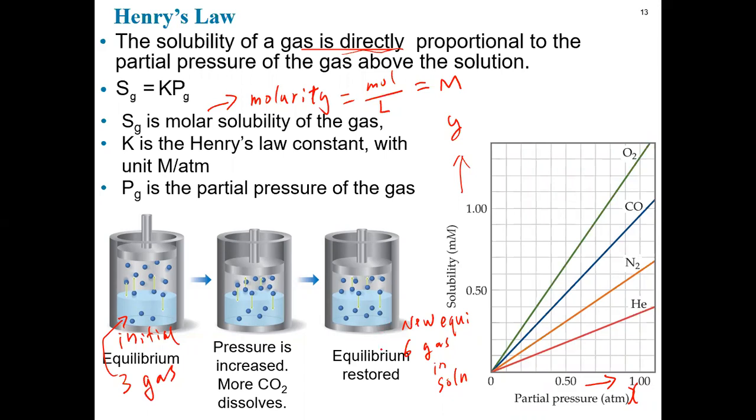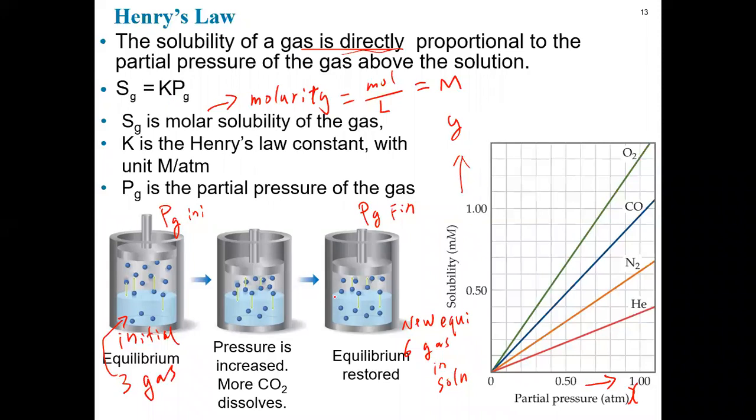Right? So now if you use Henry's law, our initial solubility is three gas particles in solution, and our new equilibrium has six gas particles in solution. So what is your guess of this pressure? Let's say this is P_G initial, and this is P_G final. What do you think of the relation between P_G initial and P_G final? We're assuming the Henry's law constant does not change with the pressure. Henry's law constant K only changes with the nature of the gas and the temperature of our solution.